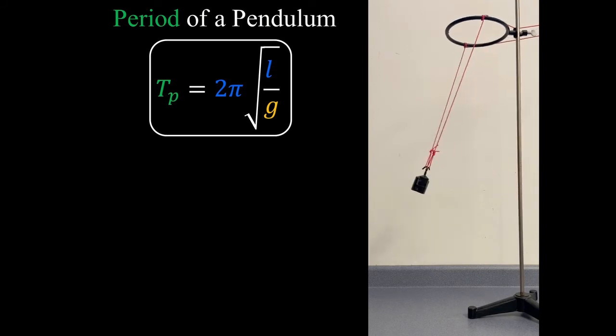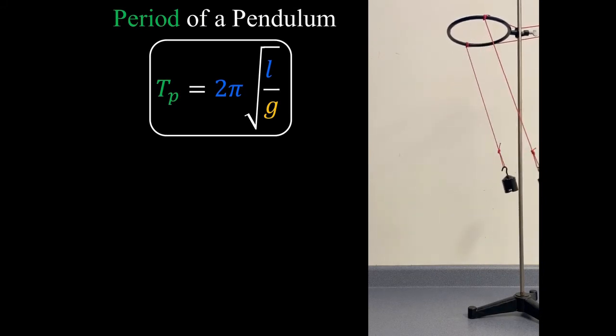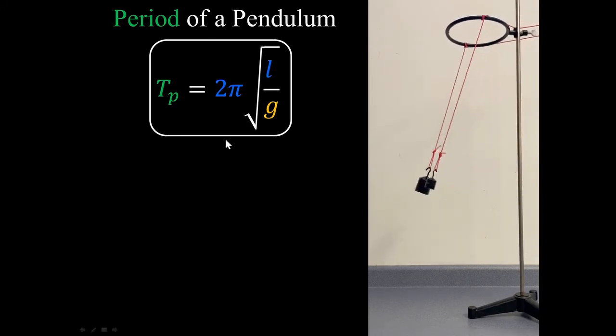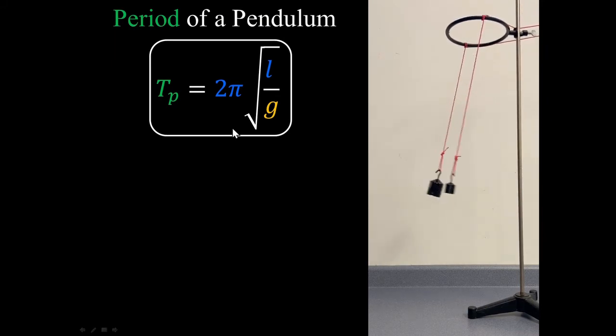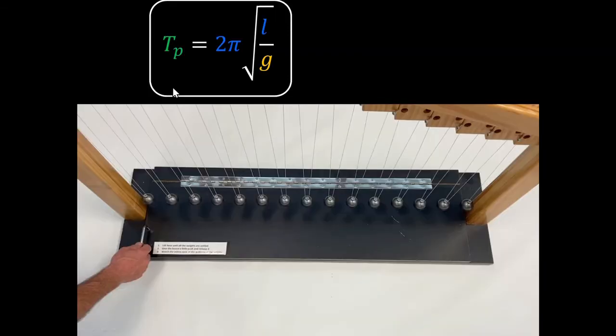Well, when they swing back and forth, they have the same period, because we can see that mass is not a variable that affects the period. The only thing that affects the period is the length of the pendulum and the acceleration of gravity. So if we were to take this apparatus to the moon, where there was a smaller acceleration of gravity, it would take a longer period.